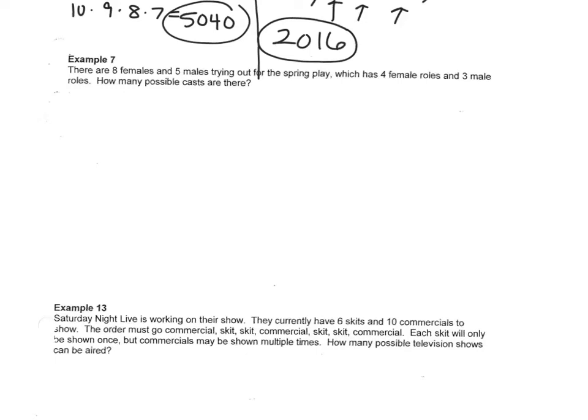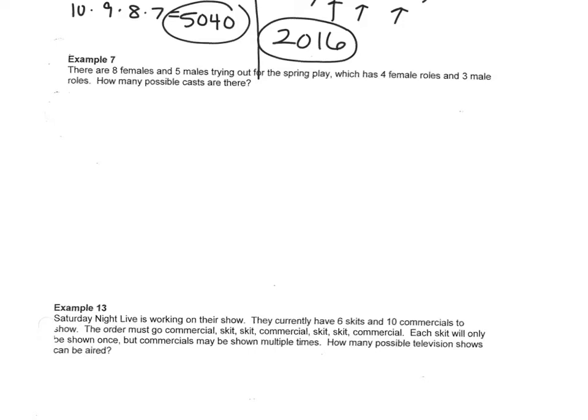Alright, it's February 19th, 2020. We're looking at the notes, example 7. There are 8 females and 5 males trying out for the spring play, which has 4 female roles and 3 male roles. How many possible casts are there?